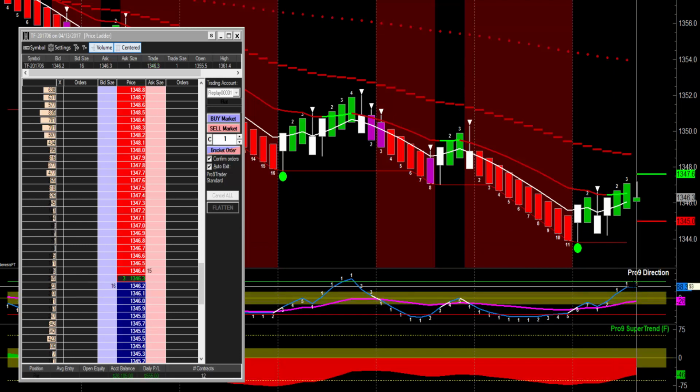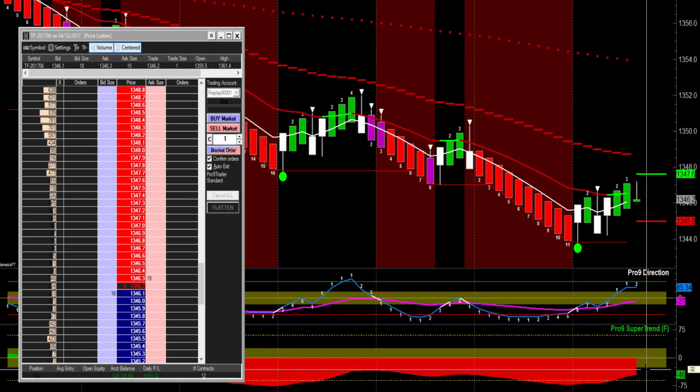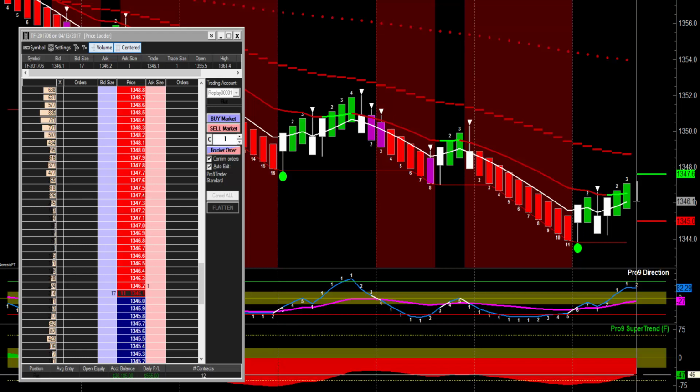Now the blue line also needs to be outside of its neutral zone in the direction of the trade we're looking to take. So since this is a long surf, our blue line needs to be above plus 51. Next, we're looking for our super trend to be outside of the neutral zone. And in this instance, we don't necessarily care which direction the super trend is outside of its neutral zone in. In this case, it's at minus 47.